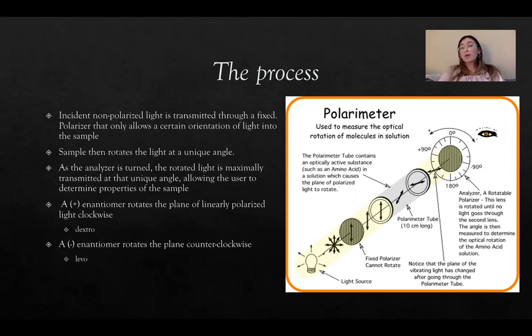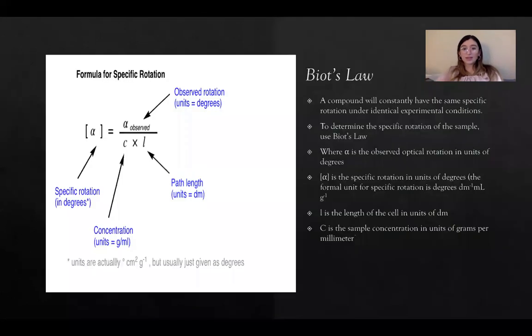If you have a positive enantiomer, it will rotate the plane of linearly polarized light clockwise. That clockwise movement is also known as dextro. I'm actually not sure if I'm pronouncing that correctly, but it's in a different language. And then a negative enantiomer rotates the plane counterclockwise, which is levo. Sorry if I'm pronouncing it wrong, you can correct me.